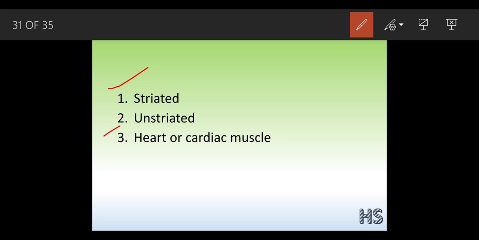Striated, unstriated, heart, or the cardiac muscle. The word cardiac means the heart only, related to the heart. The word striated means, see, these muscles are called the skeletal muscles. They are called the skeletal muscles.